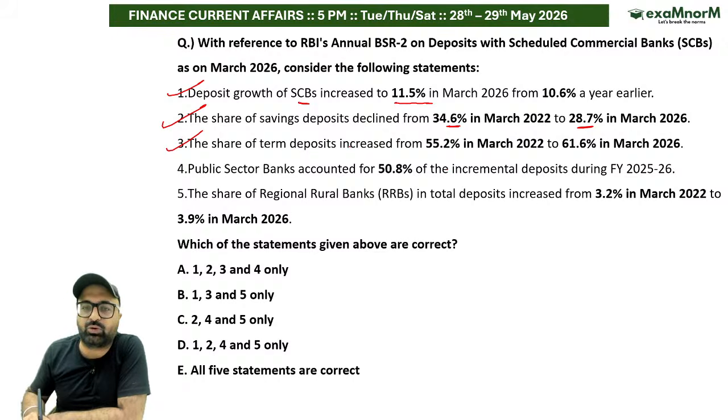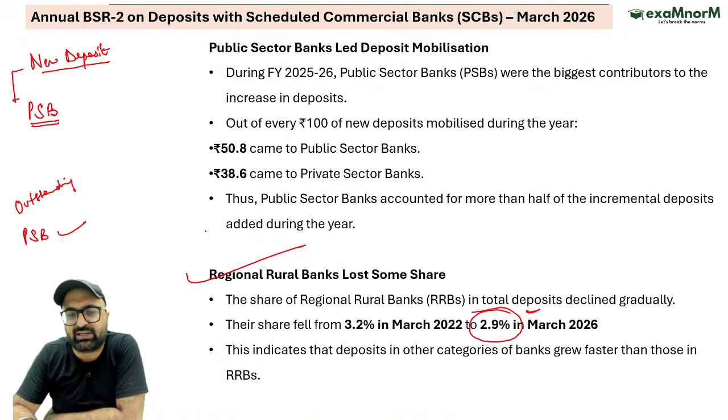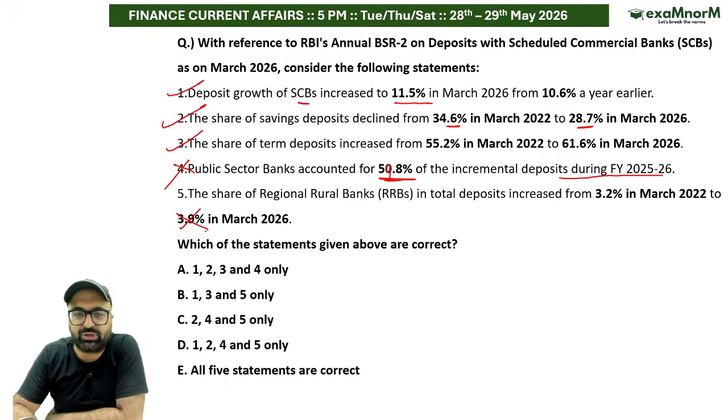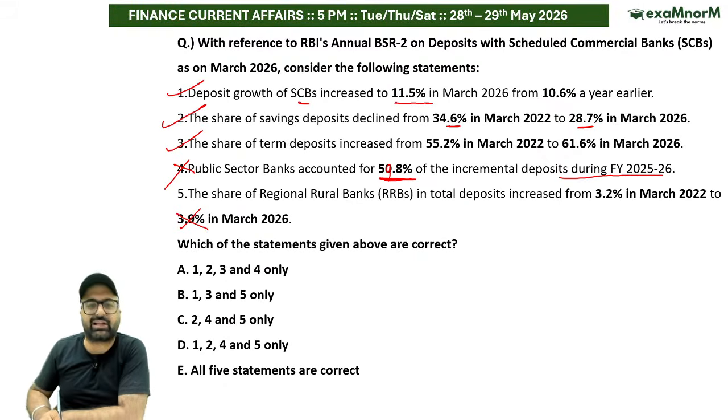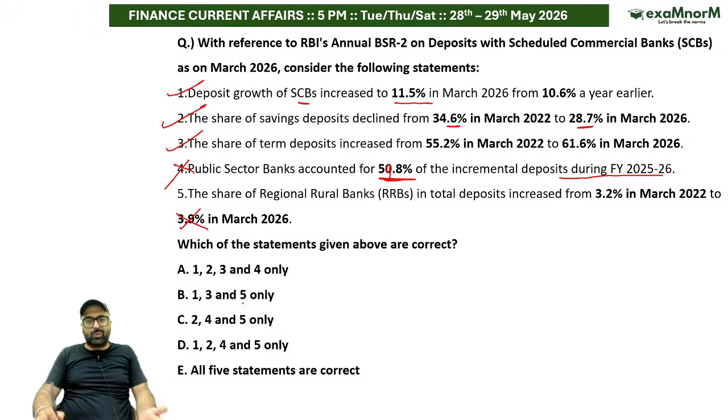Public sector banks accounted for 50.8% of the incremental deposit. Is it 50.8? Sir, I guess 59% के आसपास था ना. So this is wrong. Share of RRB in the total deposit has increased from 3.2 to 3.9%. नहीं sir, it has decreased. ये इंक्रीज नहीं हुआ. It has decreased from 3.2 to 2.9%. तो अगर मैं आंसर की बात करूं तो यहां पे आंसर क्या बनना चाहिए सर. आंसर बनना चाहिए 1, 2 and 3 एंड सर ये तो ऑप्शन ही नहीं है.